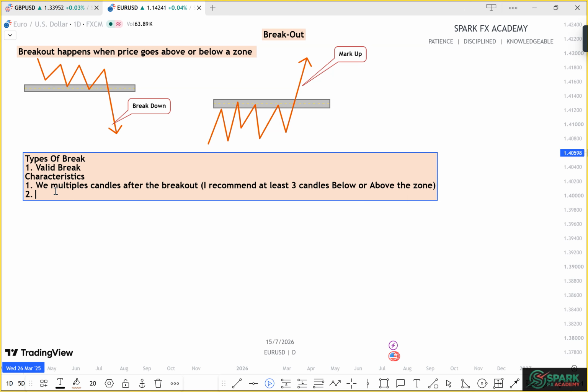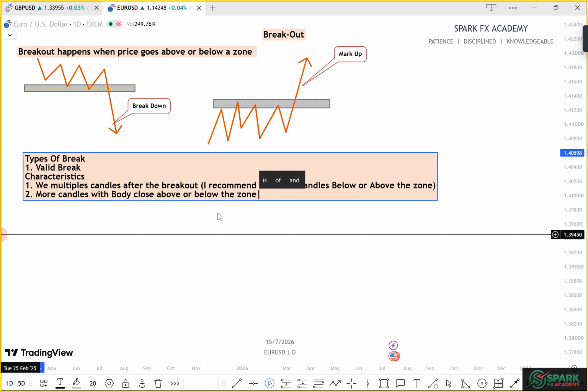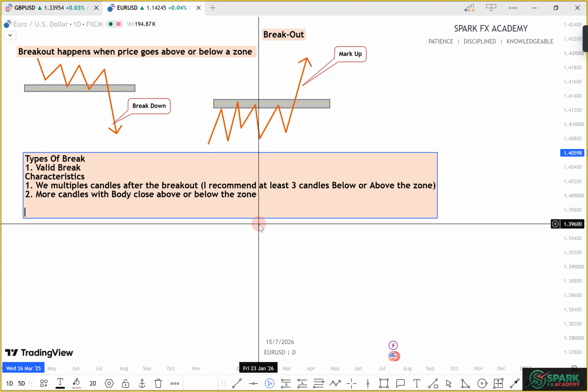Number two, we have more candles with body close above or below the zone.